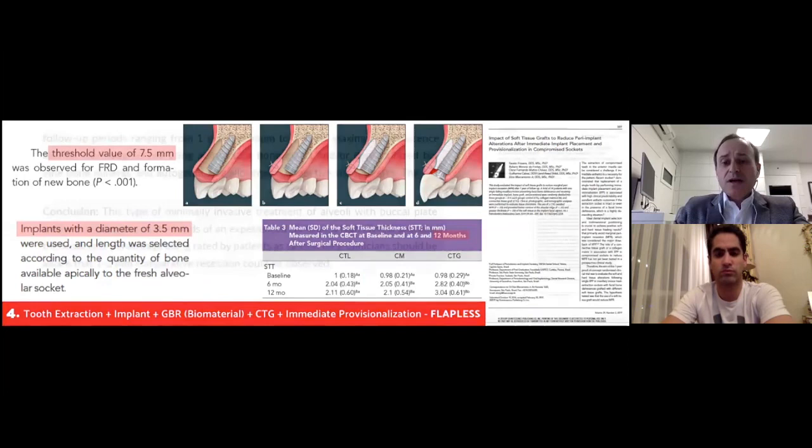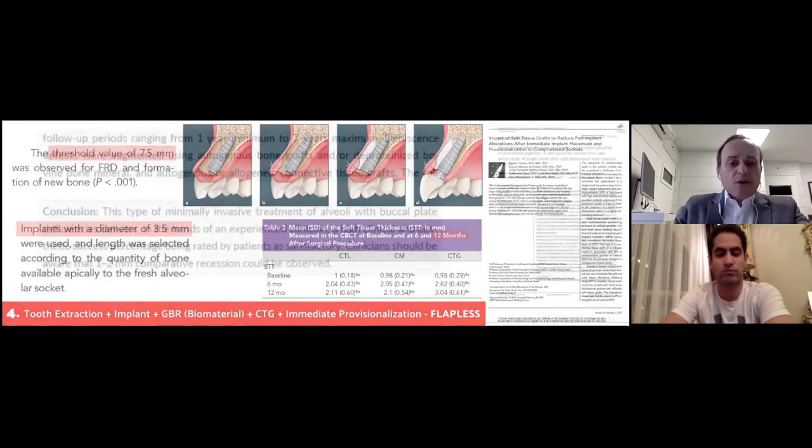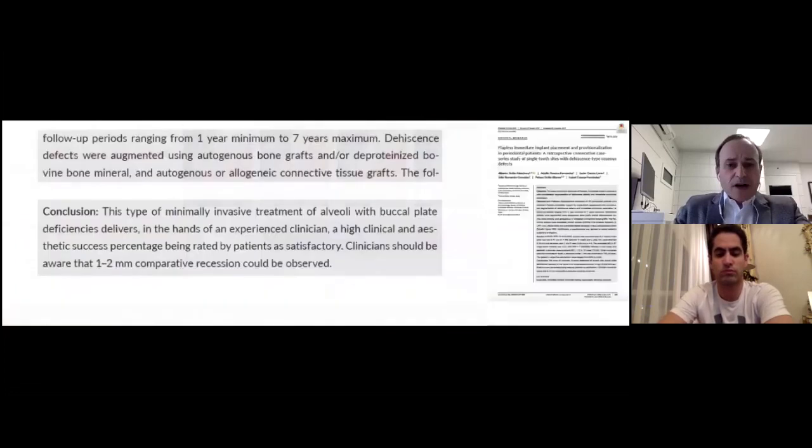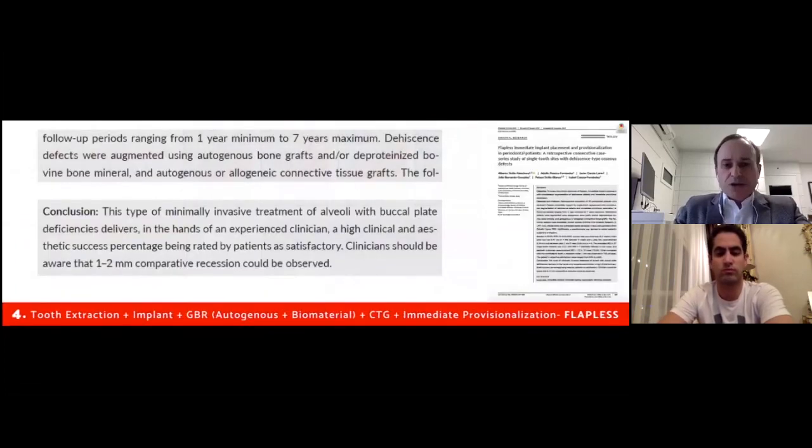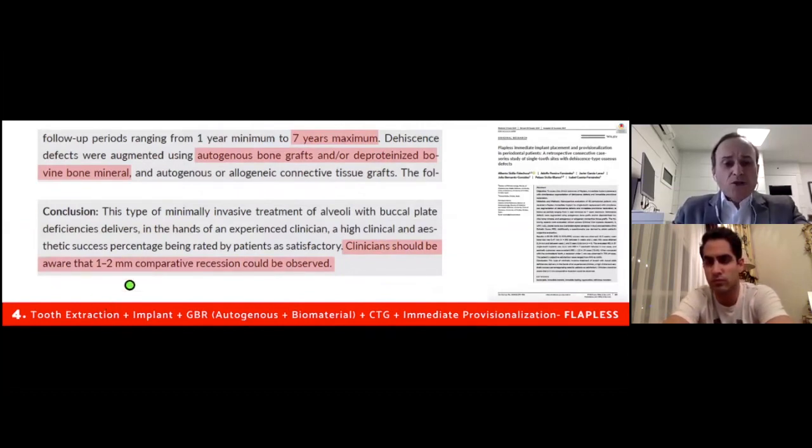But in another article that was published last year by Dr. Cecilia and his team from Spain, they evaluated 7 years post-op and they used autogenous bone graft plus bovine bone mineral. But they said in the conclusion that clinicians should be aware that 1 to 2 millimeters of gingival recession can be observed.